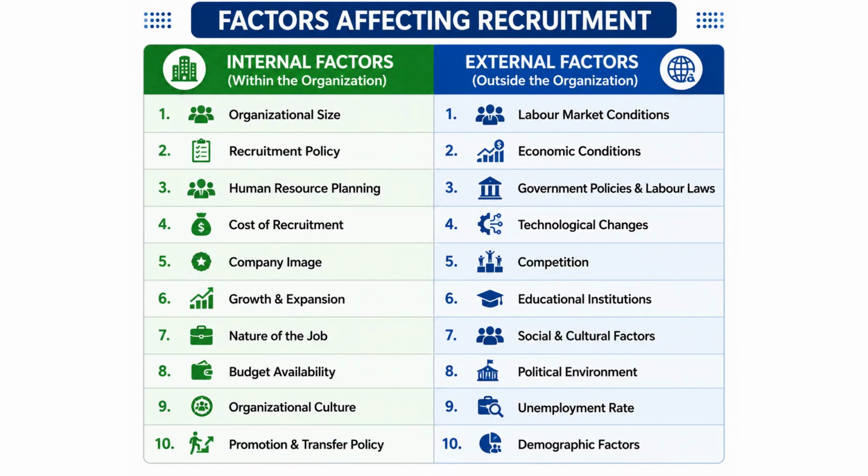So let's have a quick recap. The internal factors are inside the organization and can be controlled by the management, and the external factors are the factors outside the organization which cannot be controlled directly. Both internal and external factors together influence how effectively an organization recruits the right employee at the right time.